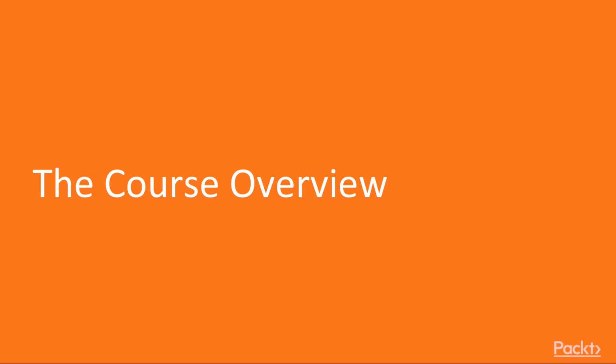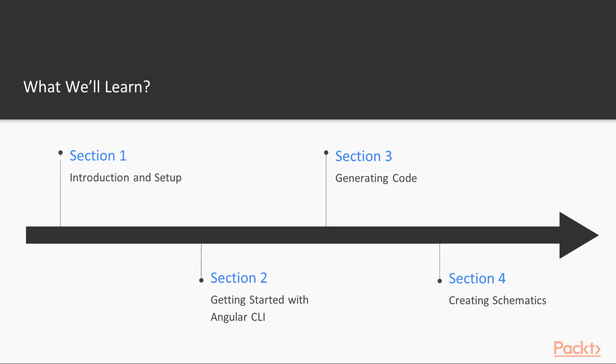Let's take a look at the contents of this course. First, we'll set up Angular CLI and learn about why it exists and which problems it solves for us. In section 2, we're going to go over app generation and configuration, as well as scripting and running common tasks, and linting our code to ensure we're following the Angular style guide.